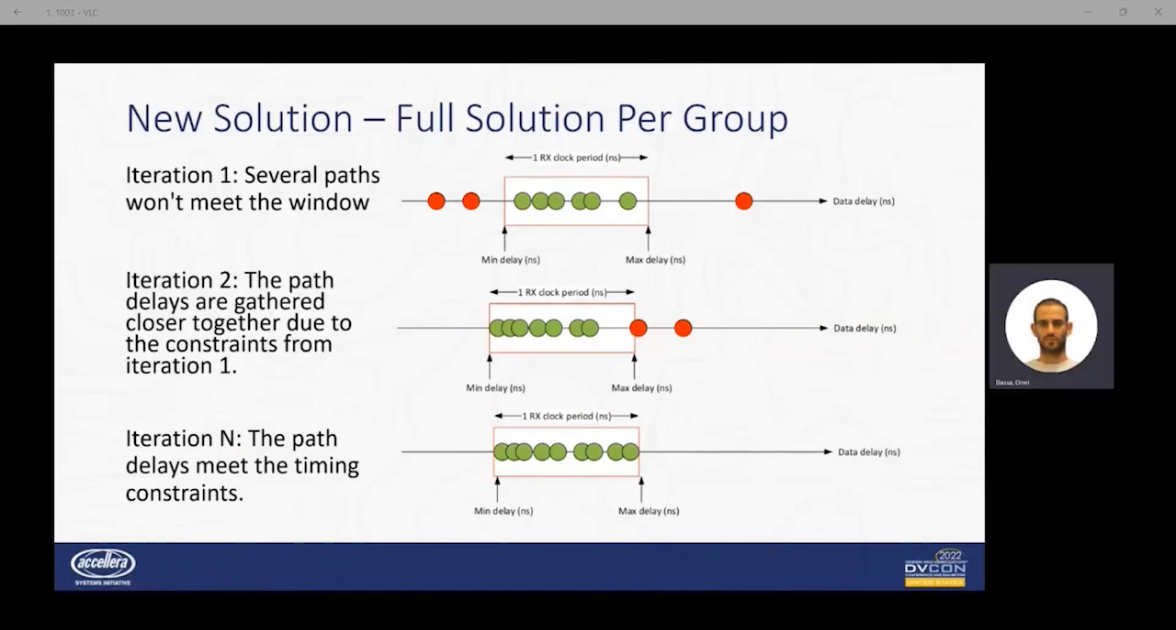We got all of the paths to meet the same skew requirement, and they are all grouped together and meeting a single Rx clock cycle period constraint. So the single bit synchronizer that didn't even need to meet any of this constraint is now meeting them, even though it doesn't need to.